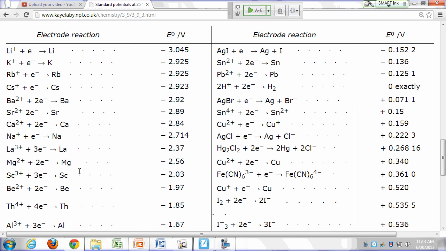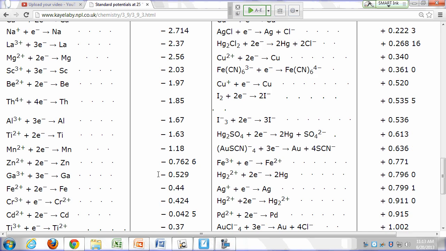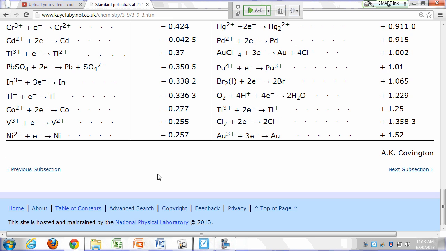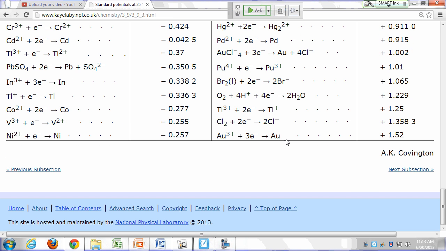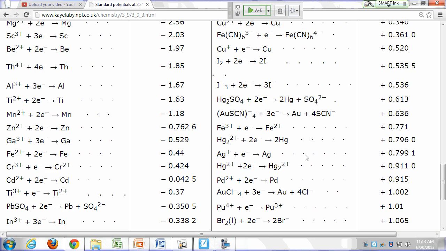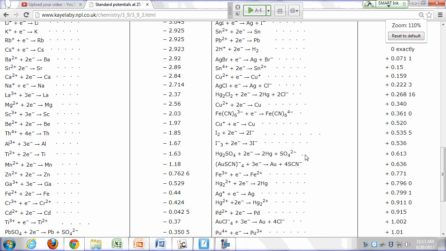And what else did we have in our example? Fluorine. Fluorine would be the most positive standard reduction potential. I don't have it here. It must be somewhere else. Oh, there's more.